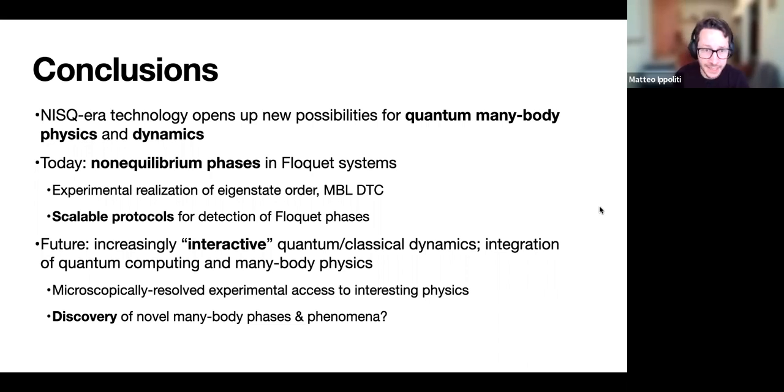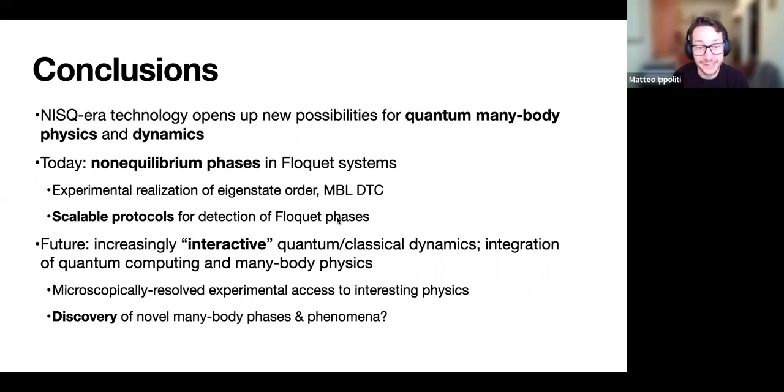So in this talk, I've discussed non-equilibrium phases in driven systems and how to realize this eigenstate ordered time crystal in a scalable way. But in the future, I think there are particularly exciting directions to be explored in the increasing integration of quantum computing capabilities with many-body physics. Here we've, for example, coupled in ancillas, performed the Hadamard trick, or used random circuits to integrate the kinds of things we can measure on a condensed matter system.